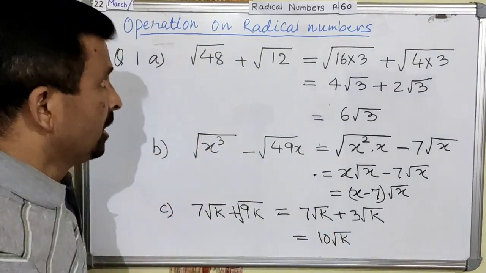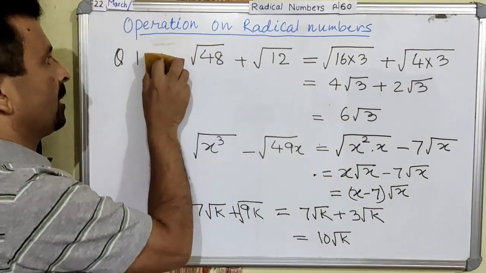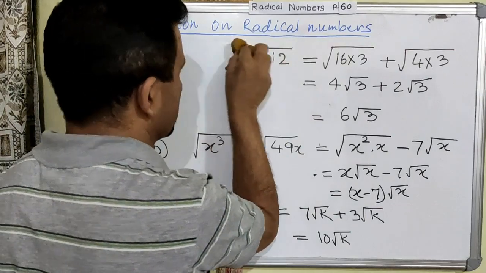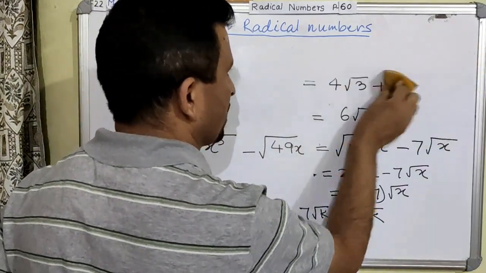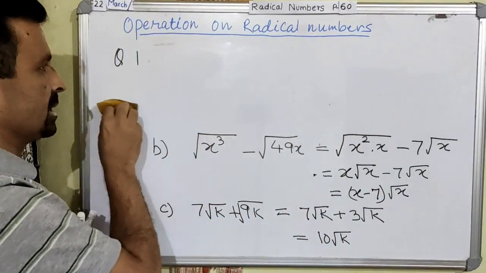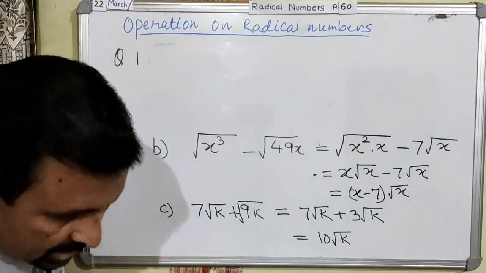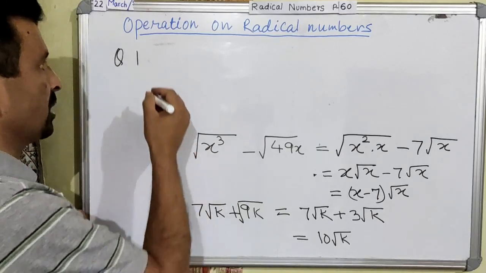Okay. Now there is one more question in number 1, and so I thought I will do that question also, so that you get a very clear picture, because this is the beginning of the operation on radical numbers. The more sums you see, the more your doubts will be cleared. So let us see the last question of number 1.